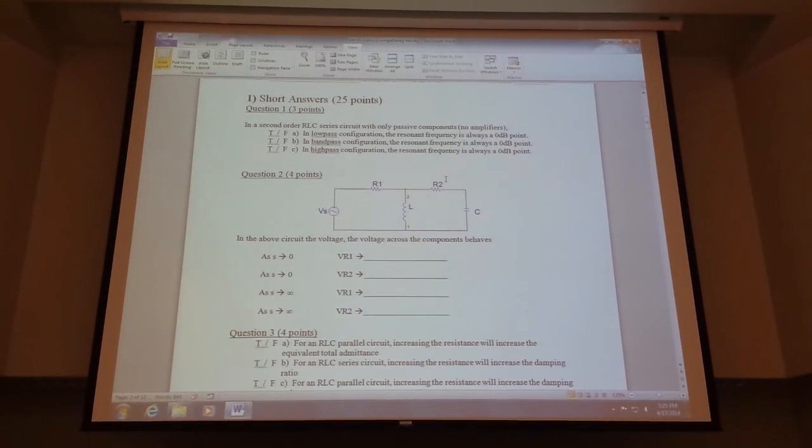So if you look at question 2, maybe a little further back in time for us. We haven't done this for a week or so. As S goes to 0, the voltage across resistor 1 goes to what?